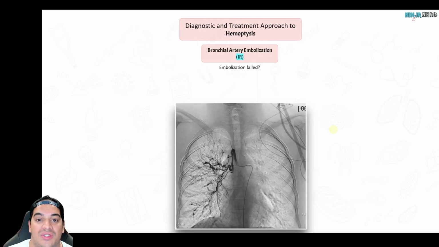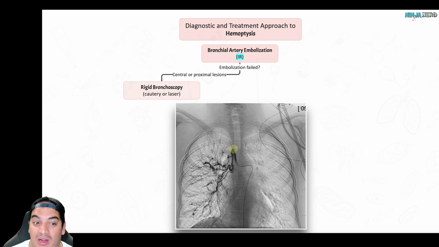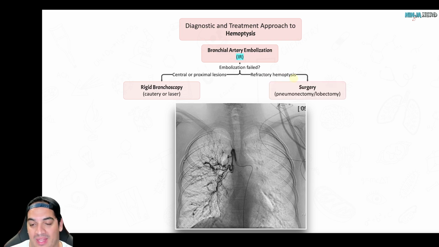If the patient goes to IR and embolization fails, they can't embolize the artery. Let's say here they go in, oh, there it is, I found the actual vessel, embolized it. Good, we're done. But if the embolization failed, then you have to say, is this more of a central bronchial lesion or a proximal bronchial lesion? It might be better to do a rigid bronchoscopy and just go in there and cauterize it or laser that bleed. If they fail and they have refractory hemoptysis, in other words, you've tried everything to stop this dang bleeding and it won't stop, then you go to a surgery like a pneumonectomy or a lobectomy.